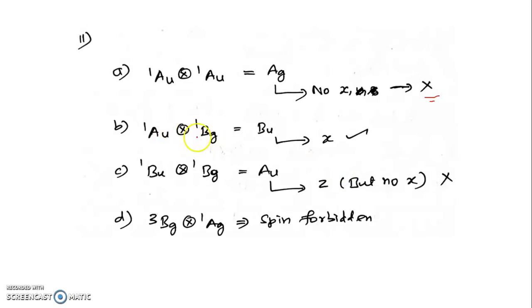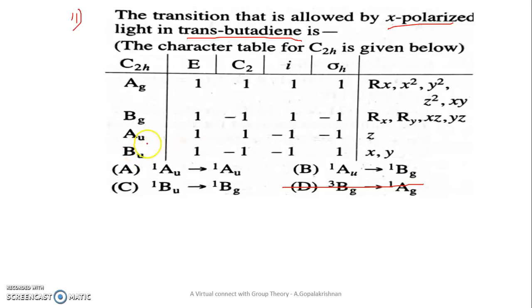Now we'll do the direct product of AU and BG. Listen, see the table, this is AU characters and this is BG characters. So multiply these two. 1 into 1 is 1, 1 into minus 1 is minus 1, 1 into minus 1 is minus 1, minus 1 into minus 1 is plus 1. So what answer will we get? If you multiply these, 1 into 1 is 1, minus 1 into 1 is minus 1, then 1 into minus 1 is minus 1, then minus 1 into minus 1 is plus 1.